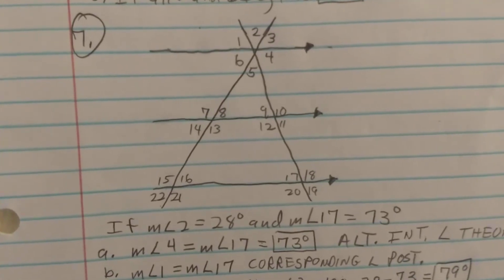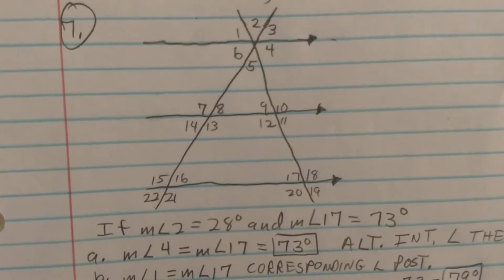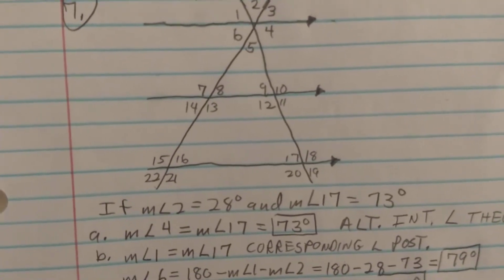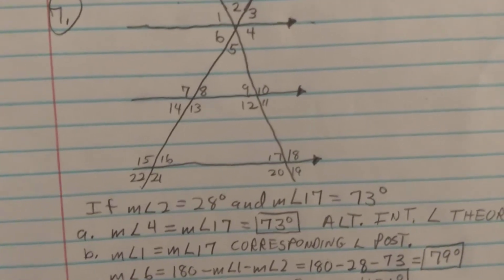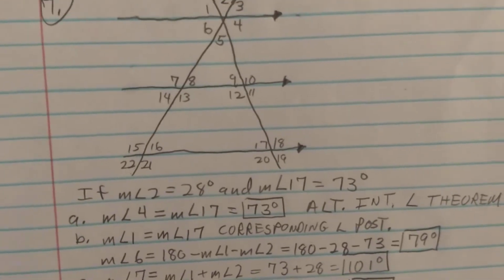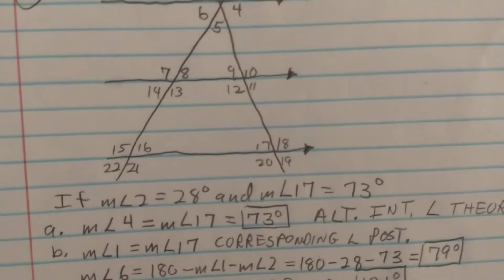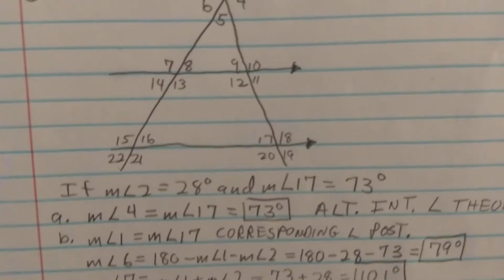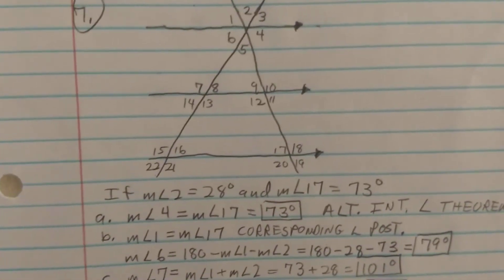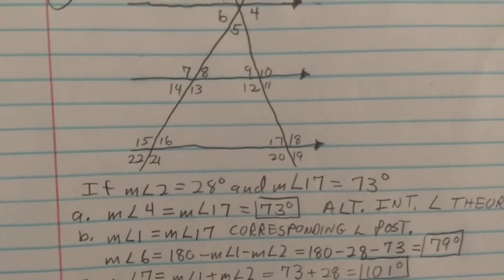Now on 7, we have a whole bunch of angles, but we have 3 parallel lines, and we start out with angle 2 at the top is 28 degrees, and angle 17 near the bottom right is 73 degrees. So we first want to find angle 4, which is alternate interior angle to angle 17. So that makes angle 4 and angle 17 equal, which is 73 degrees. Now angle 1 is in the same corresponding position as 17, so angle 1 is equal to 73 degrees.